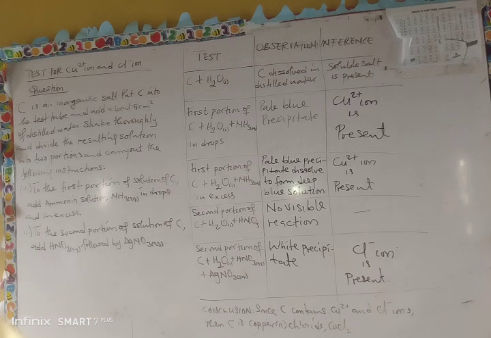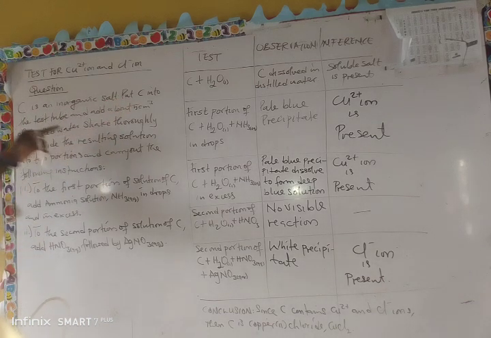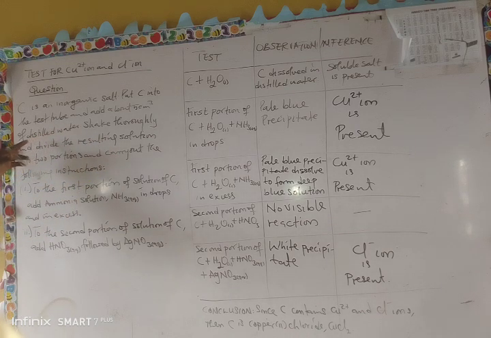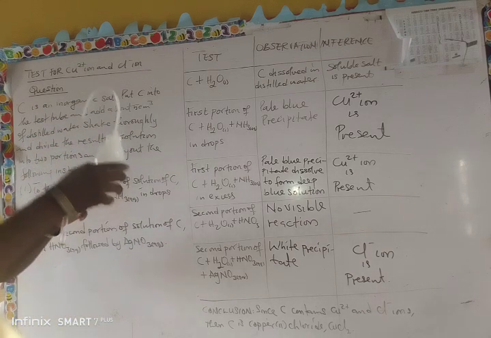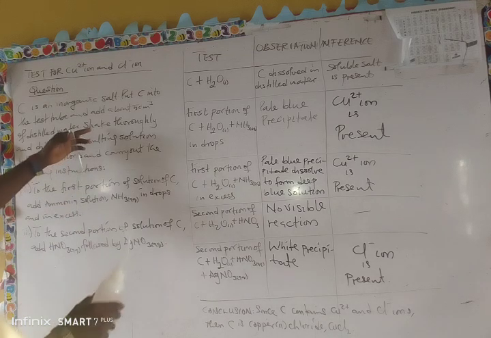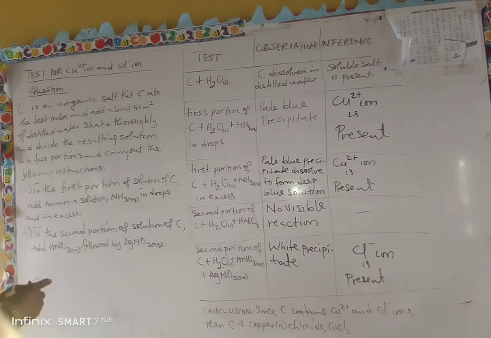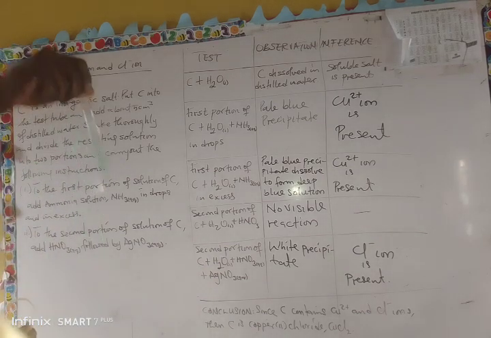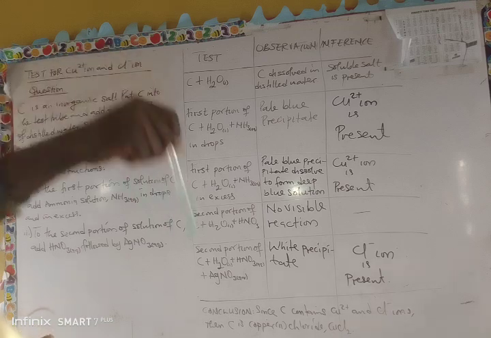So now the instruction says C is an inorganic salt. Put C into the test tube, which we have done already. And he said we should add about 5 cm cube of distilled water. I need distilled water in my hand, so I should add it. So I've added. Then the next instruction is that I should shake thoroughly. So we want to see whether it will dissolve or not. So I'm shaking now.